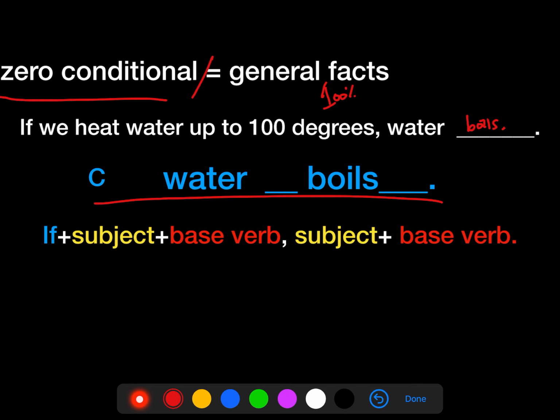How can we make zero conditional clauses? How can we structure the sentence? If we heat water up to 100 degrees, water boils. Okay, zero conditional, general facts. Very good. Next one.